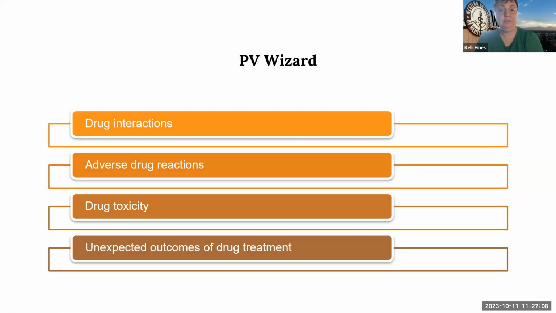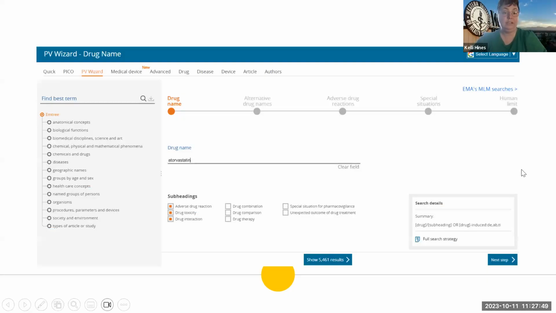And then it also has the PV wizard, which is for pharmacovigilance. You can monitor drug interactions, adverse drug reactions, drug toxicity, and unexpected outcomes of drug treatment. This is for working pharmacists, but also could be for hospitals or anyone dealing with pharmacovigilance who wants to keep tabs on drug adverse events and outcomes. You can search the FDA site for that, but some government websites are easier to search than others, and the FDA is not particularly user-friendly in that regard.